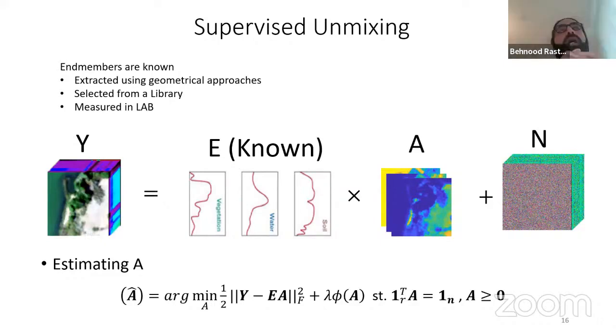Now let's look at supervised unmixing. We assume that endmembers are known, so we can extract them using endmember extraction techniques, like some geometrical approaches, or you select them from a library, or you have measurements from your lab. So in your model, you assume the endmembers are known, and therefore you form an optimization problem with respect to abundances, with a fidelity term plus maybe a penalty term applied to the abundances, and then you hold the sum-to-one constraint and also the non-negativity constraint that we already discussed. This is a general form for optimization-based supervised unmixing.